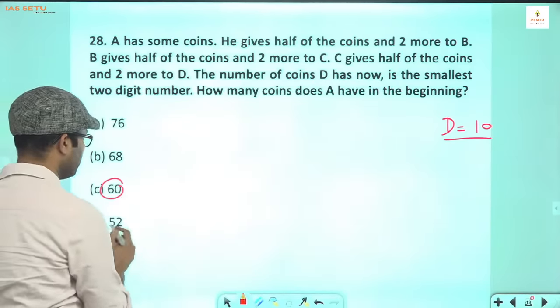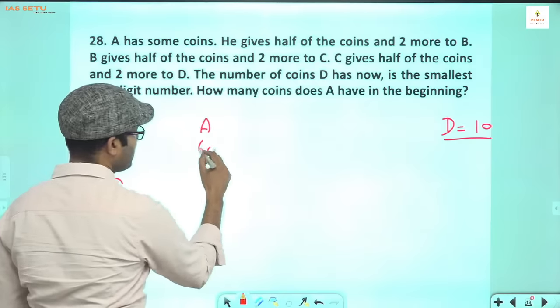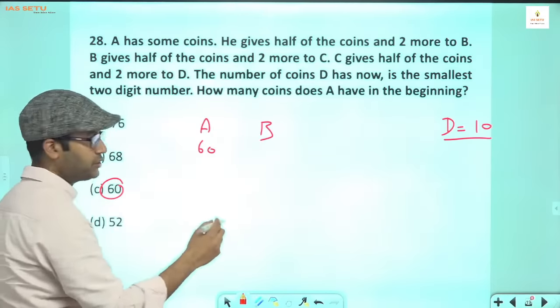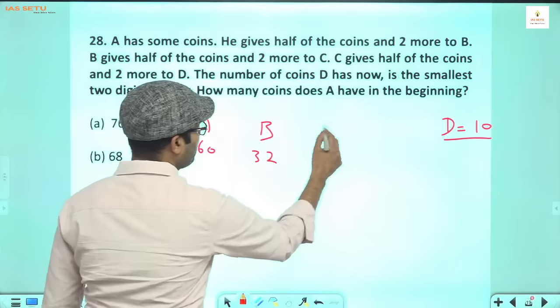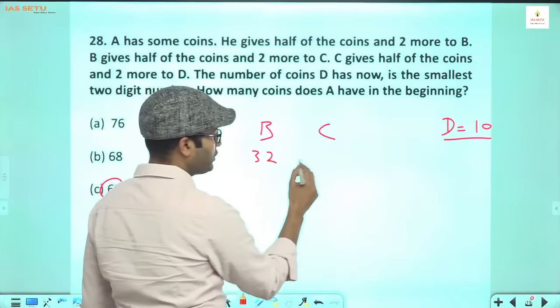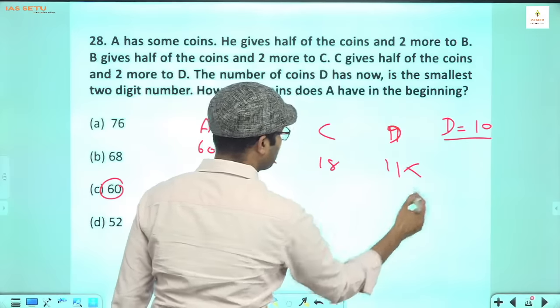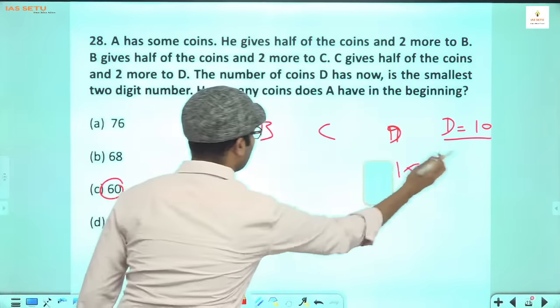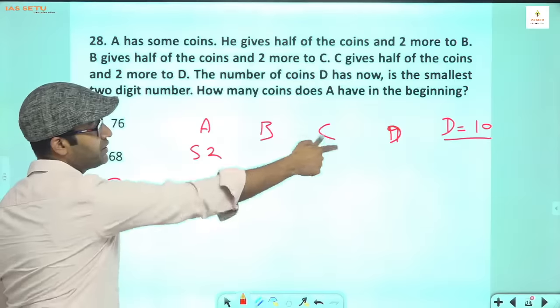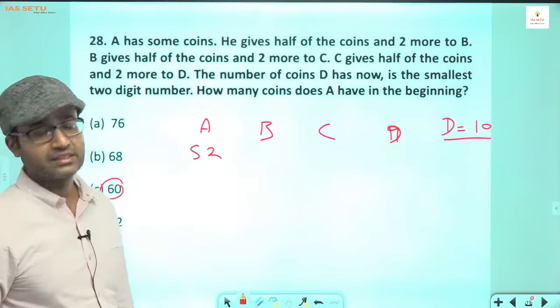I try with 60, then 52. If A has 60, A gives B half plus 2, 30 plus 2, 32. B gives C 16 plus 2, 18. C gives D 9 plus 2, 11, but it is wrong. Now check with 52, because with 60 it is getting 11, so the answer has to be less than 60.